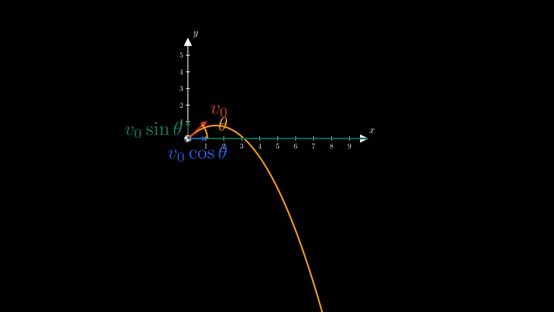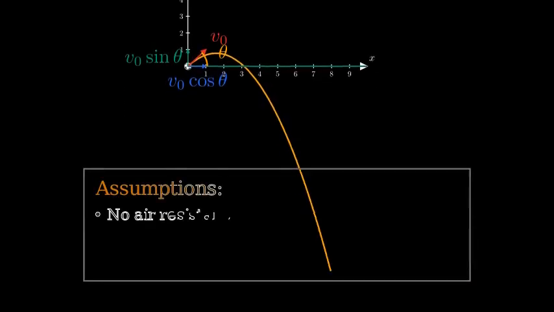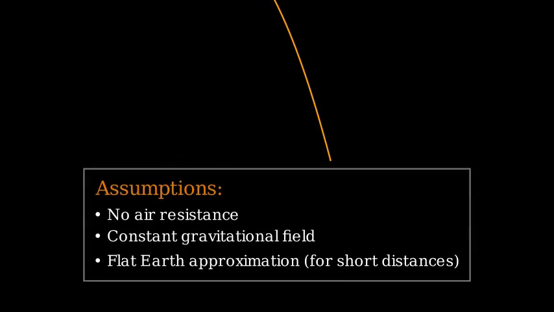Now, let's explore the key assumptions and equations governing projectile motion. The main assumption is that the only force acting on the object is gravity, which means we're neglecting air resistance. In real-life scenarios, air resistance can significantly affect the trajectory, but for our introductory analysis, we'll ignore it. Gravity acts downward with an acceleration of approximately 9.8 meters per second squared, which we denote as g.